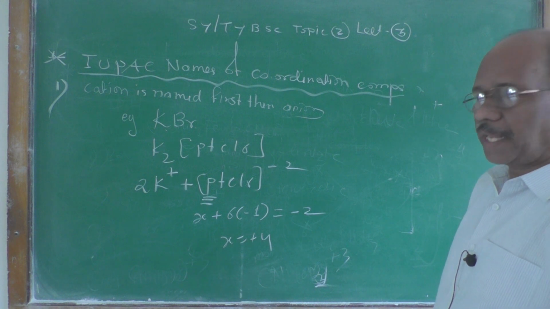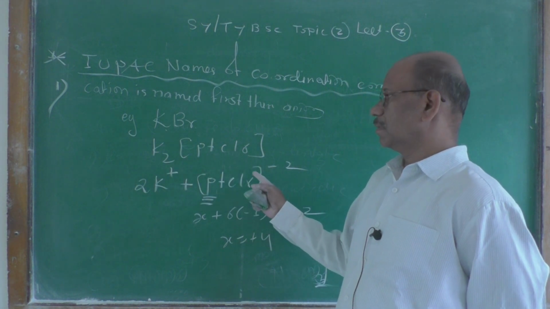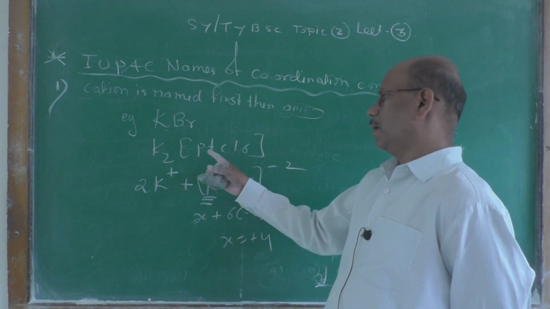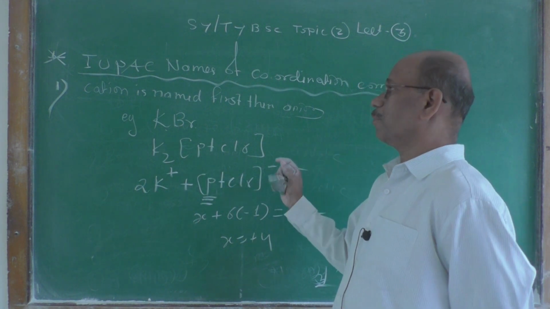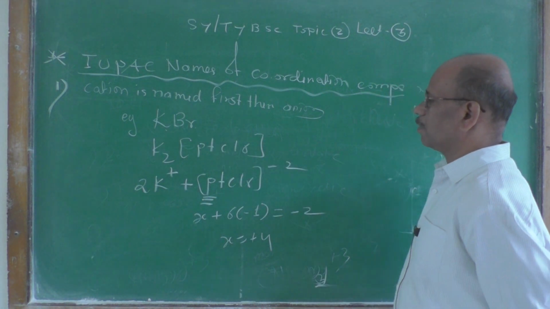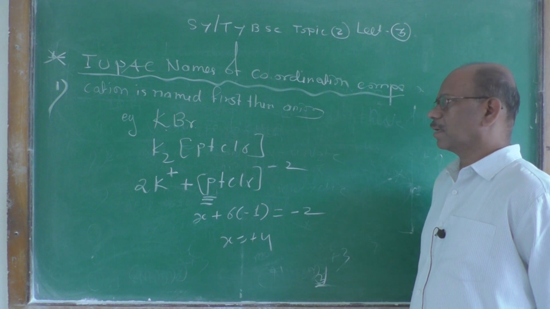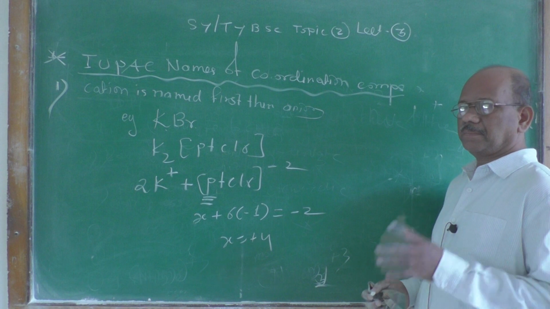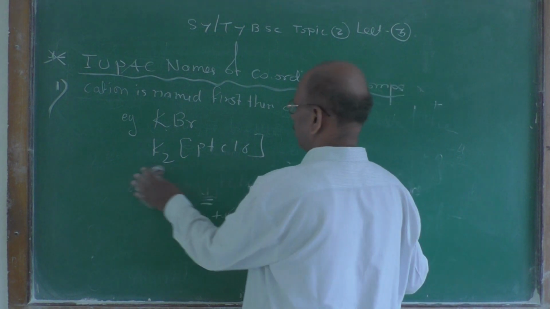Now, how to give the name? It is a cation, it is an anion. So it is potassium hexachloroplatinate(IV). Potassium hexachloroplatinate(IV) is the name for this particular complex. So it is rule number 1: cation is named first, then anion.